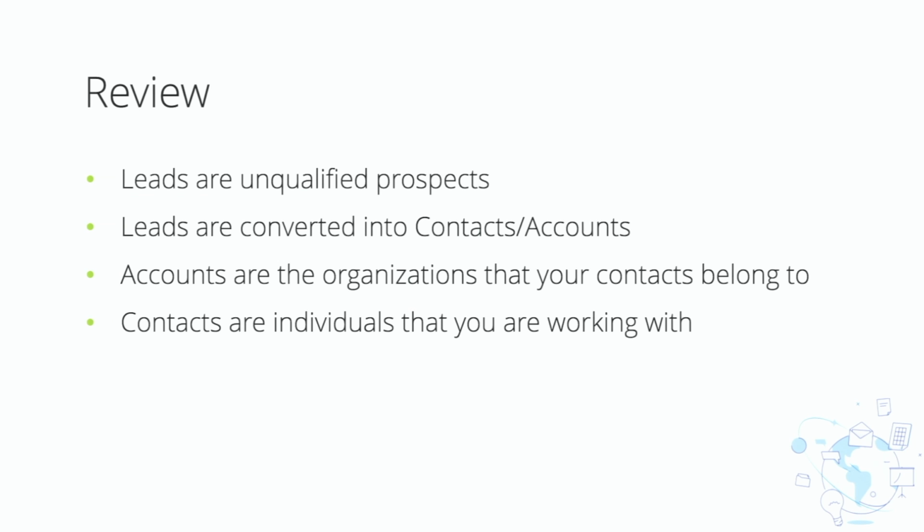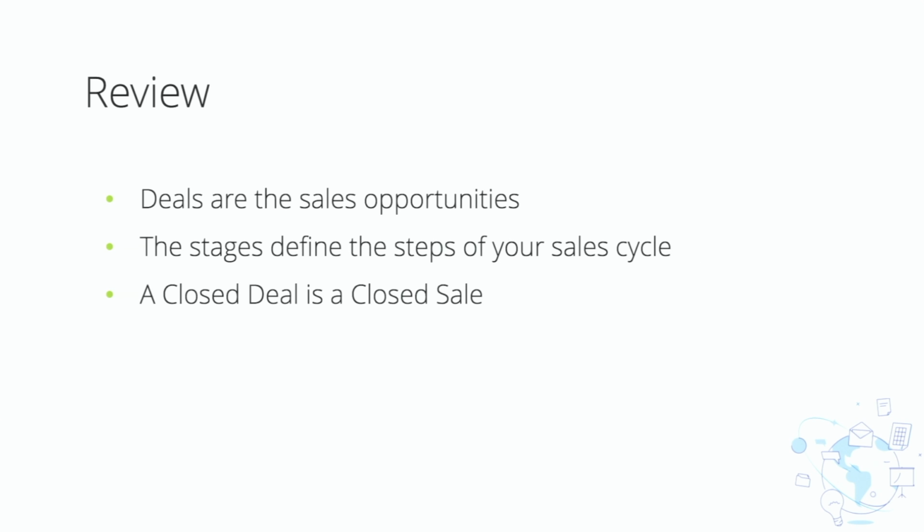All right, so we'll review. So leads are unqualified prospects. They convert into contacts, and then if they have a company attached to them, you get your account. Accounts are the organizations that your contacts are a part of. Contacts are the individuals that you are directly working with. Deals are your sales opportunities. The stages are the steps of your sales cycle. And when you close a deal, it means you have a closed sale.